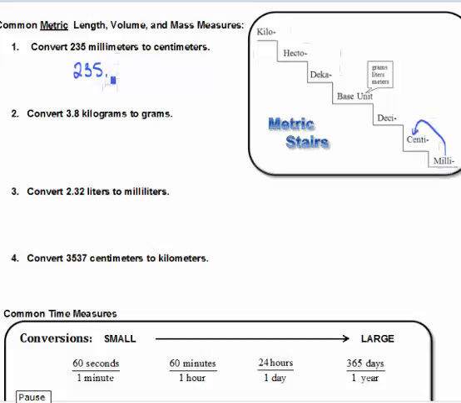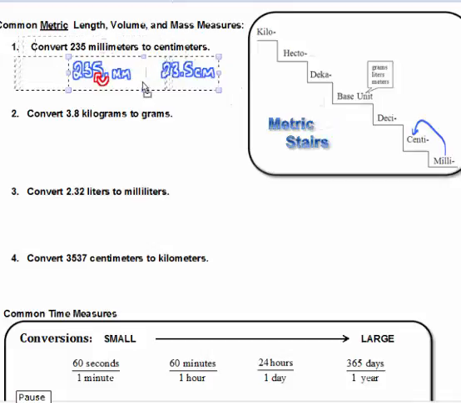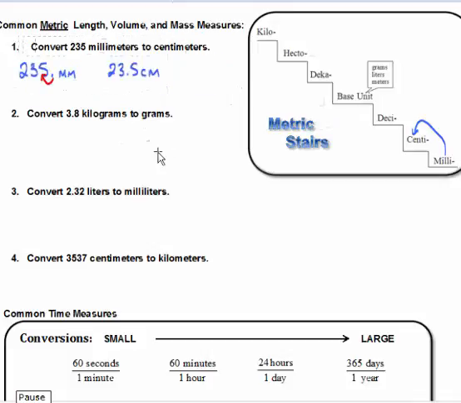that would basically mean if the decimal's right here, I would move it back one place, so that 235 millimeters becomes 23.5 centimeters. Easiest way is to use metric stairs. We'll go back and also do this the way we've been doing the dimensional analysis in just a second too, to see which method you prefer. Alright, so let's try the next one.